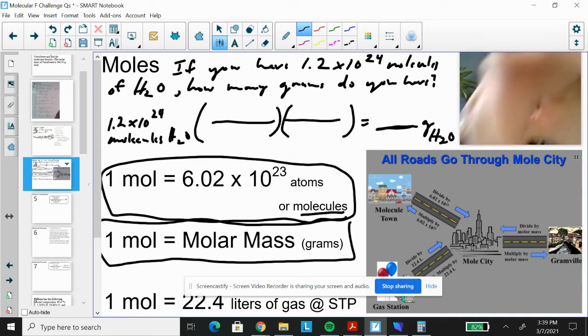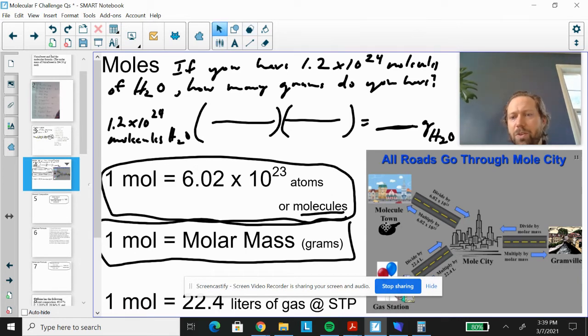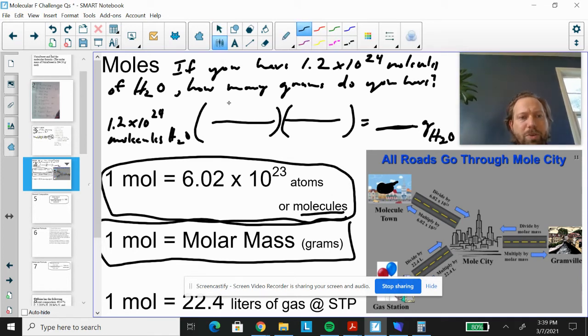Now, going over to Mole City for a second, I see that I have my molecule, so I'm in molecule town over here, and I'm going to go to grams, so I'm going to go from molecule town to Mole City and then to Granville. Okay, and it tells you on the arrows what we do. From molecule town to Mole City, you're going to divide by Avogadro's number. And that's exactly what the first tool says as well.